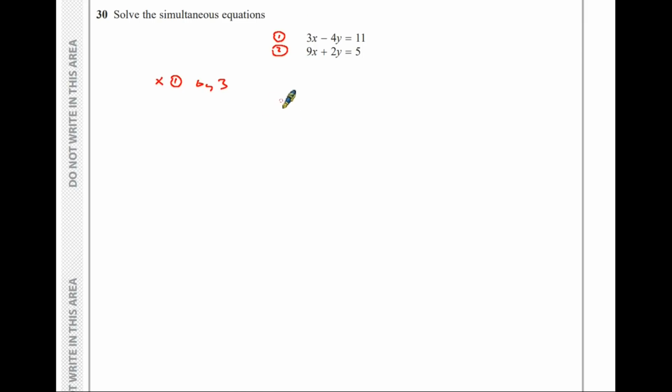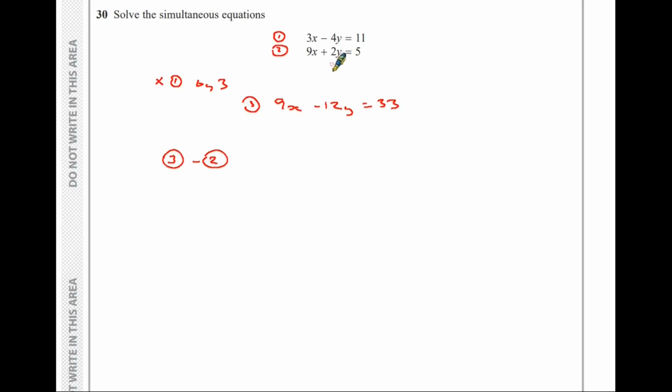So we now have 9x minus 12y equals 33. So I have multiplied each term in the first equation by 3. The reason I've done that, let's call this 3. If I now look at 2 and 3, they both have 9x. So let's take one away from the other. Let's do formula 3, take away 2. So 9x minus 9x disappears.